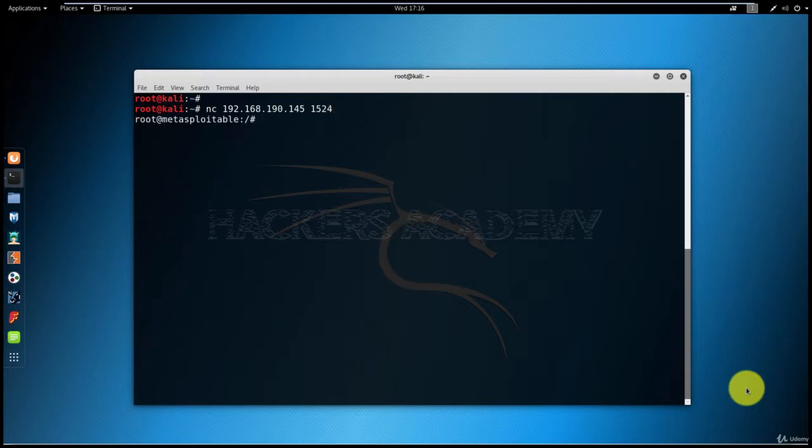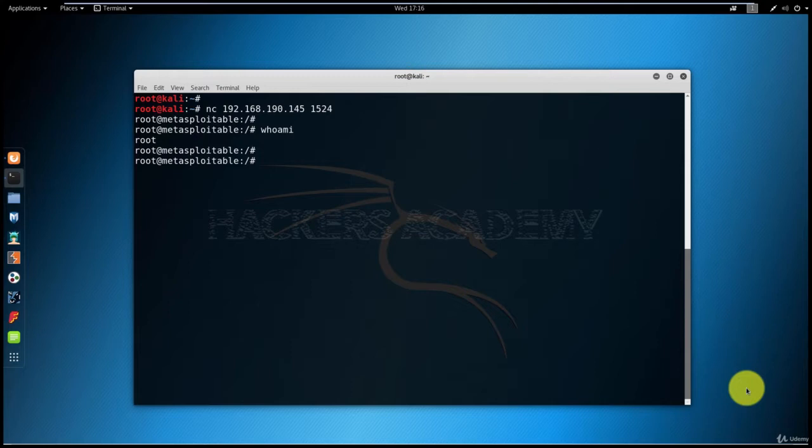And immediately, as you can see here, I get a different prompt that reads root at Metasploit. I'm going to run a few commands that we will be introduced to later on in more detail. The first one is whoami. This is a command to tell me what user I am on the system. And I get a response saying that I am the root user, which is the most powerful user on Linux.